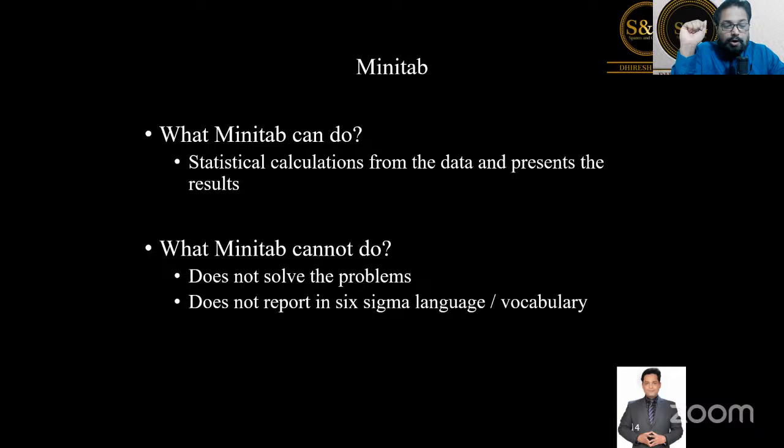If the p-value is greater than 0.05, then the data is normally distributed. If it is less than 0.05, the data is non-normal. All these things are Six Sigma vocabulary, Six Sigma language, which Minitab will not tell you. But if you copy that and paste it in ChatGPT, then ChatGPT can explain it to you. So with the help of ChatGPT, we can absolutely change it, but Minitab inbuilt does not have the capability.